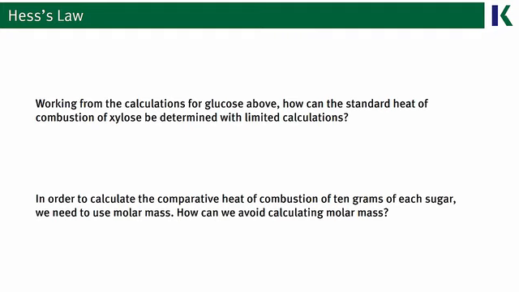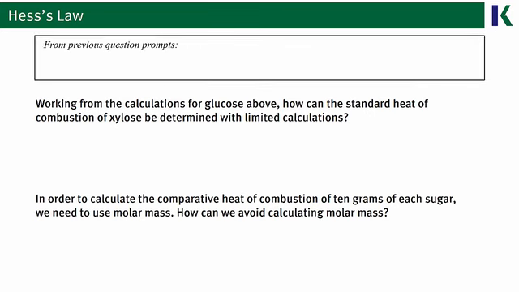Just repeat everything we've done with glucose, right? Set up Hess's law, gather all the heats of formation, etc. But that's very long. Instead, what line of calculation from the previous question prompt might be useful for xylose?